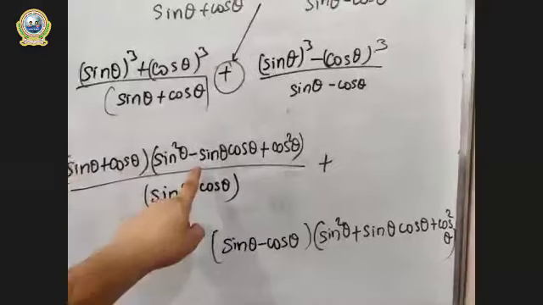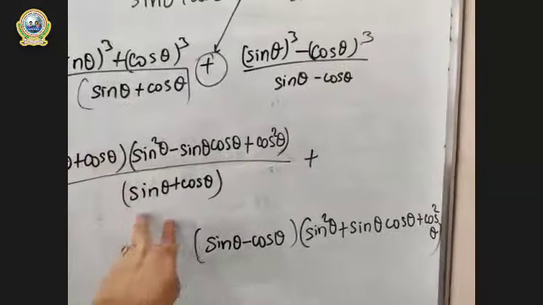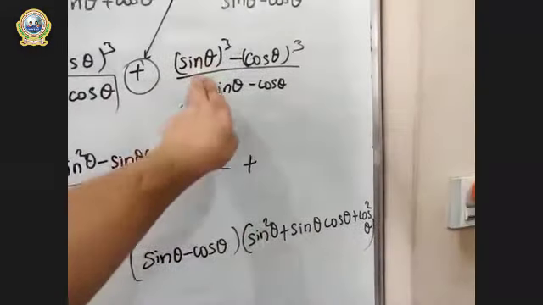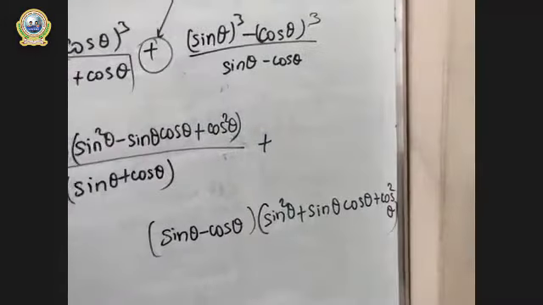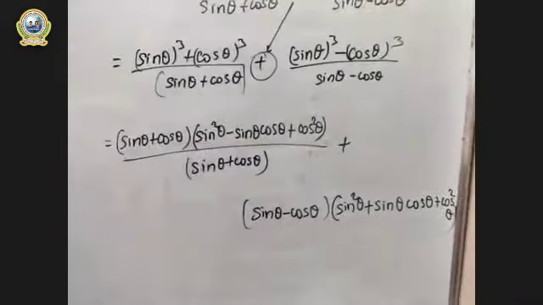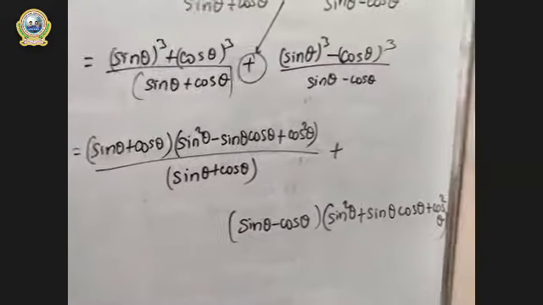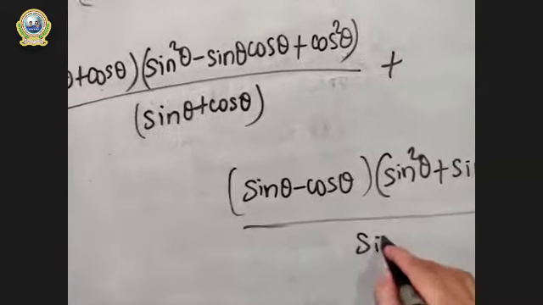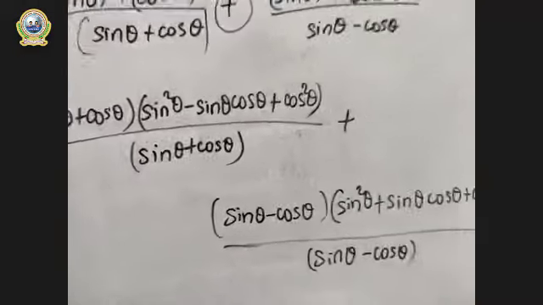Look at this again. A plus b, a square minus ab plus b square, and the denominator is as it is. And for this part, I have solved it here. A minus b, the a cube minus b cube expansion, a square plus ab plus b square. Is it clear? Due to lack of space, I have written it in two steps, okay? But you can write it in a single line. Is this clear? And the denominator part is as it is. It will be sine theta minus cos theta. Is this clear?